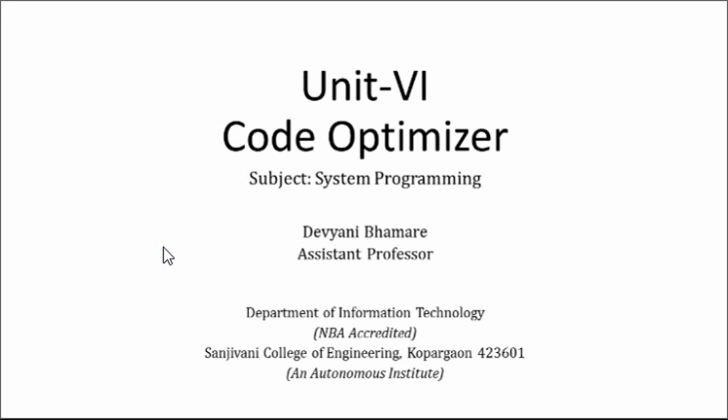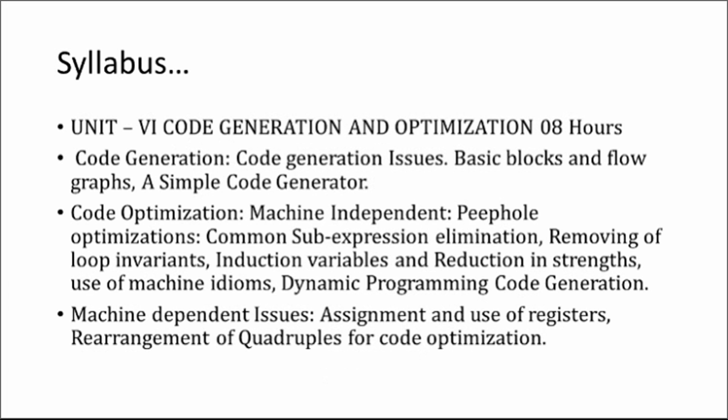In today's lecture, we are going to start with unit number 6 and the topic is the code optimizer. This is the content of unit number 6. Unit number 6 is focused on code generation and code optimization.